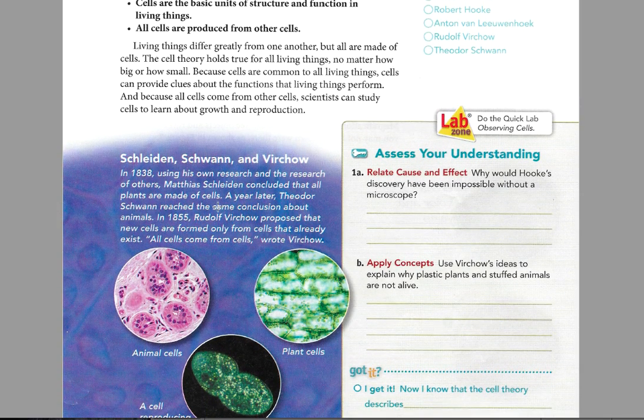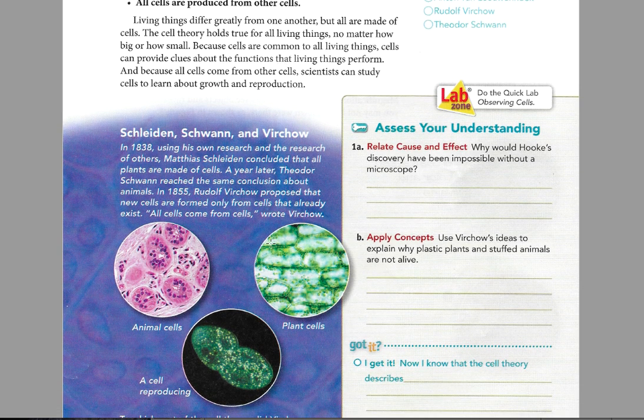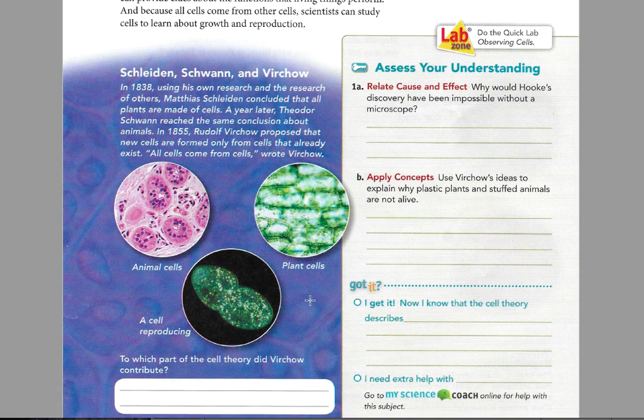So Schleiden, Schwann, and Virchow. In 1838, using his own research and the research of others, Matthias Schleiden concluded that all plants are made of cells. A few years later, Theodor Schwann reached the same conclusion about animals. In 1855, Rudolf Virchow proposed that new cells are formed only from cells that already exist. "All cells come from cells," wrote Virchow. So there you can see animal cells, plant cells. Notice the rectangular structure. We will get into why that is the case. And down below here, here's a cell reproducing or dividing.